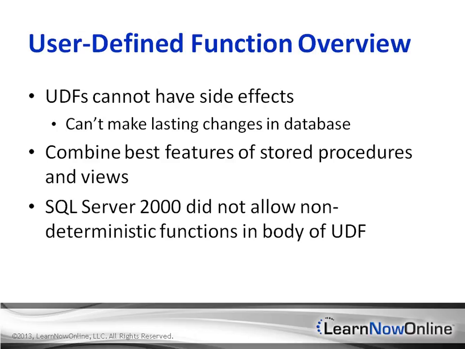SQL Server 2000 didn't permit non-deterministic functions in the body of a user-defined function. A deterministic function, like len, always returns the same result anytime it's called with the same argument values. On the other hand, a non-deterministic function, like getDate, always returns a different value on each invocation, because getDate is returning the date and the time, including the milliseconds, and so every time you invoke it, the value returned is going to be a little bit different. So that used to be a big limitation on user-defined functions.